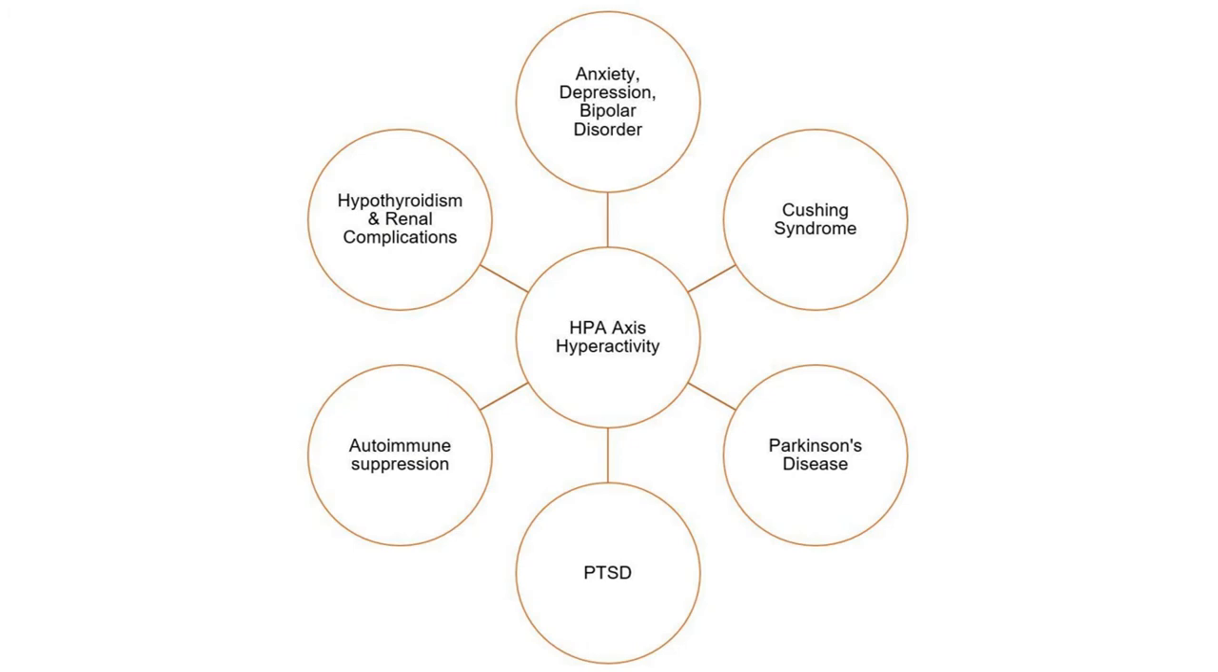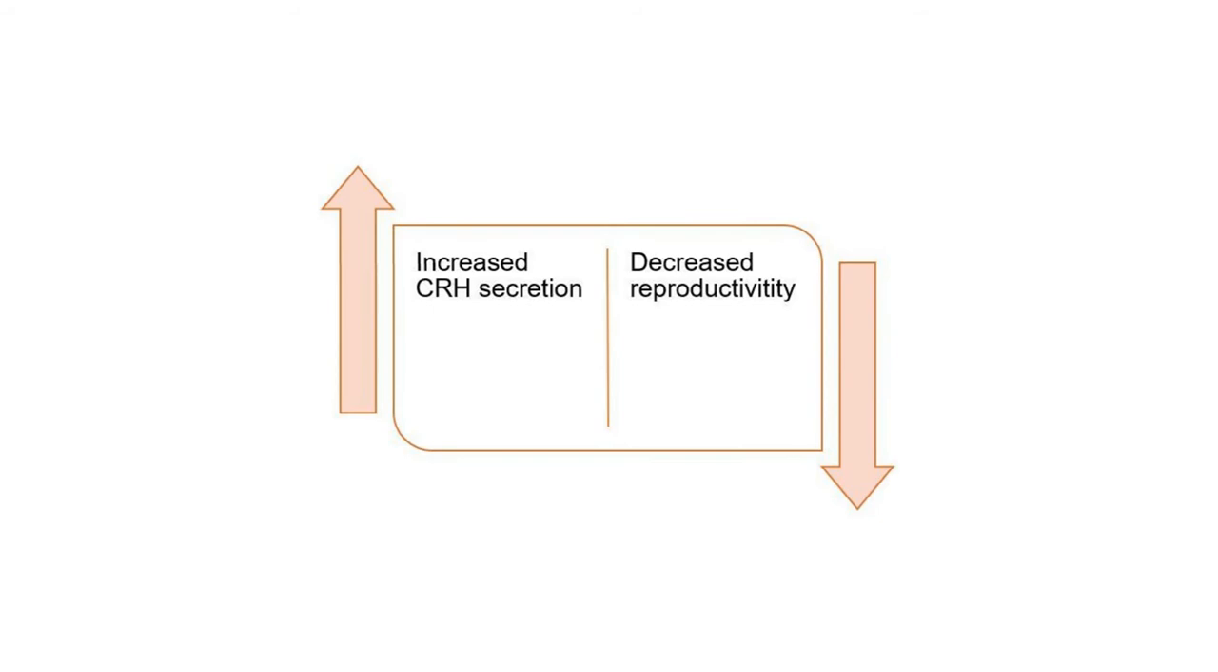The latter promotes HPA axis hyperactivity, which contributes to depression, anxiety, and bipolar disorder, Cushing syndrome, which involves cognitive impairment, as well as autoimmune disorders, hypothyroidism, and PTSD. Chronic stress triggers noradrenergic neurodegeneration, which is a cause of Parkinson's disease. Increased CRH secretion also inhibits gonadotropin-releasing hormone neurons in the hypothalamus, contributing to impaired reproduction and fertility.